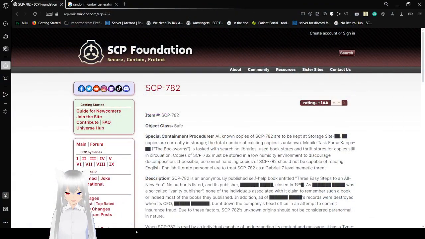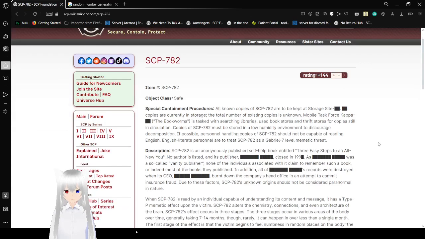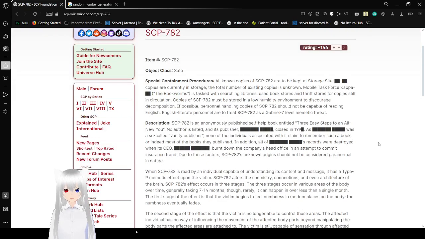It's been so long. Item number SCP-782. Object class: Safe. Special containment procedures: All known copies of SCP-782 are to be kept at storage site [redacted]. Copies are currently in storage. The total number of existing copies is unknown. Mobile Task Force Kappa-[redacted], the Bookworms, is tasked with searching libraries, used bookstores, and thrift stores for copies still in circulation. Copies of SCP-782 must be stored in a low humidity environment to discourage decomposition.